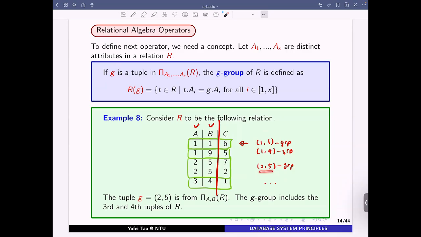So for example, if I say G is 2, 5, then this RG corresponds to these two tuples. All right, so this is the 2, 5 group that I mentioned. I hope you get the idea. For example, if G is 1, 1, then this RG is the 1, 1 group. So here is the formal definition.